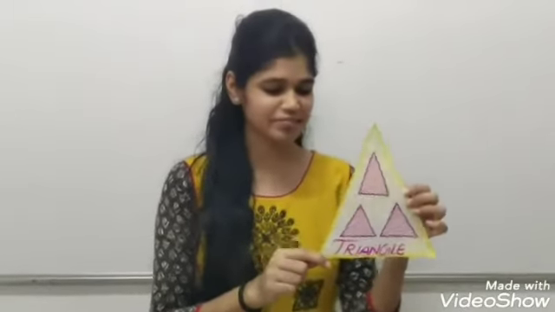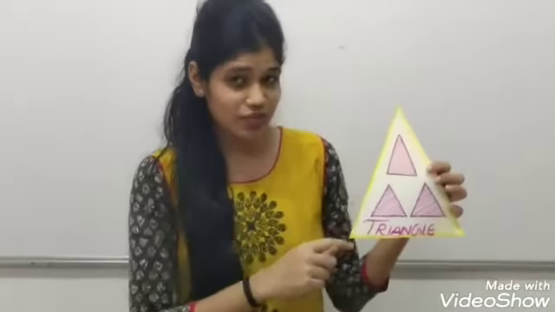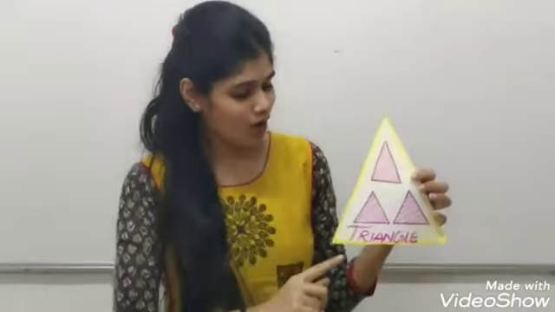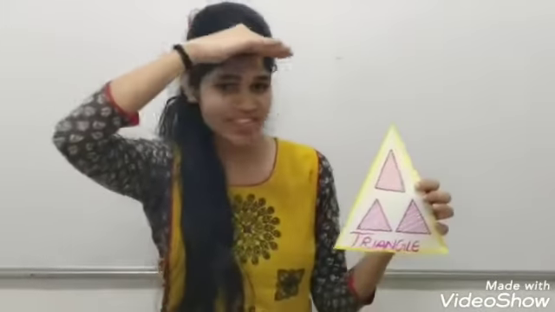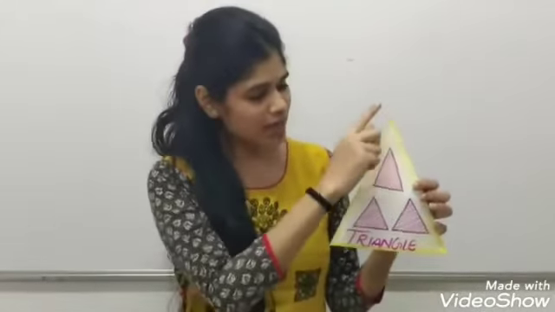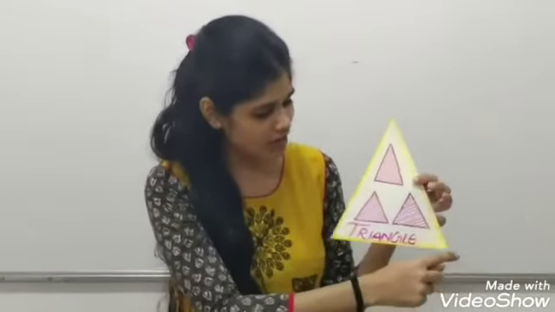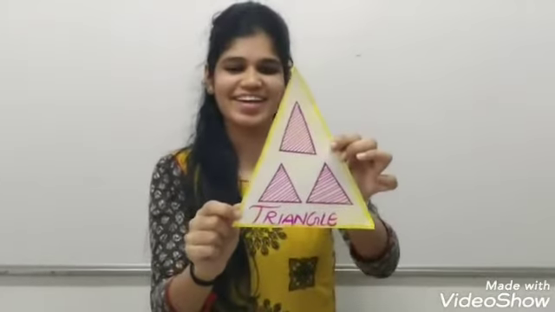Okay, my kids. Start. One, two, three. What do you see? One, two, three. What do you see? Up the hill and down the hill. Up the hill and down the hill and straight across the hill. What do we have? We have triangle.